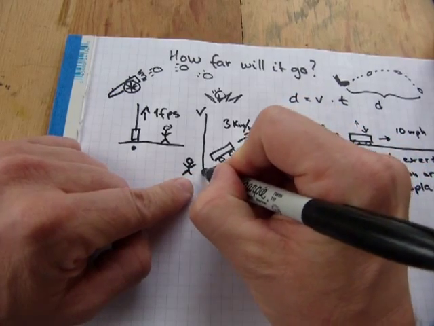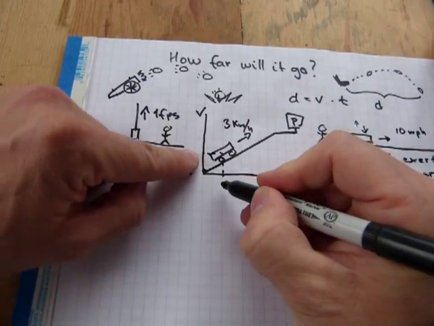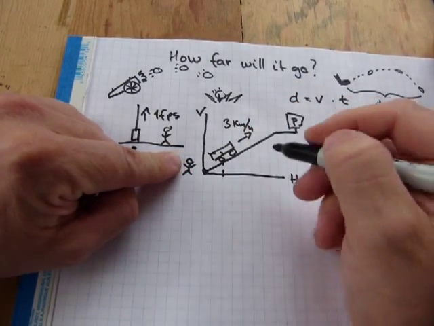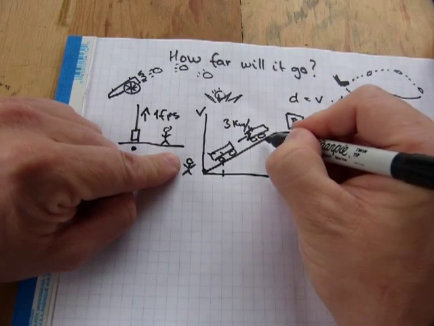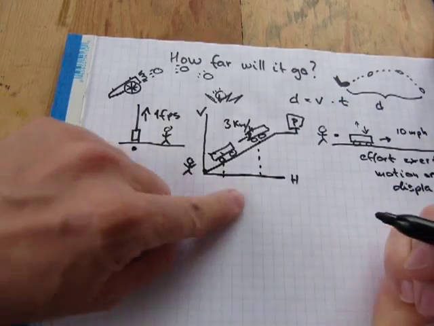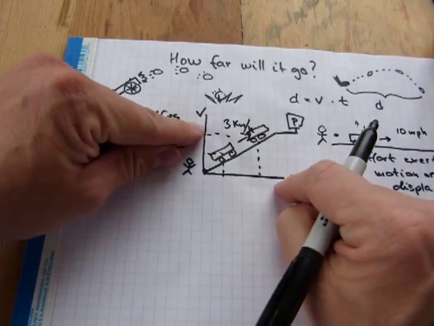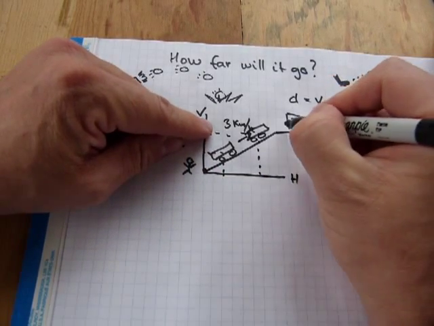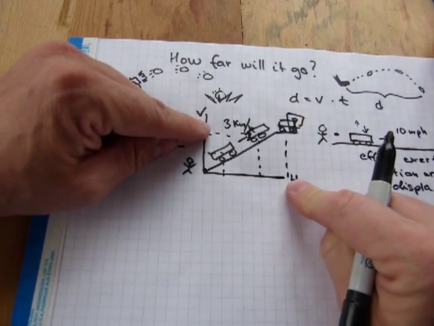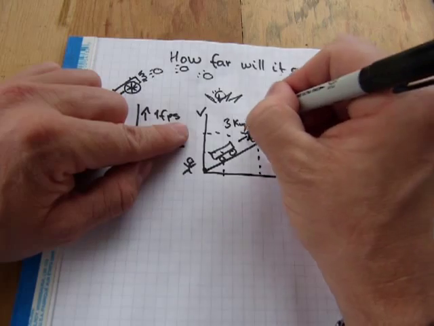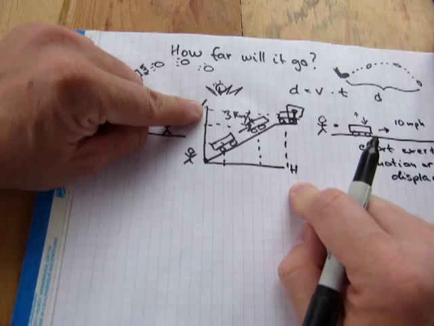Say if this started here at 0, 0, after a certain amount of time it will have some horizontal displacement and some vertical displacement, and after another certain amount of time it will have more horizontal displacement and some more vertical displacement at the same time. And when it's up on the top of the hill, it's going to have even more horizontal displacement and even more vertical displacement than ever before.